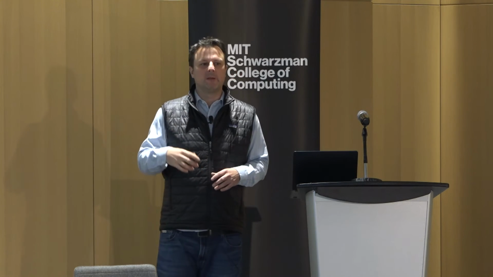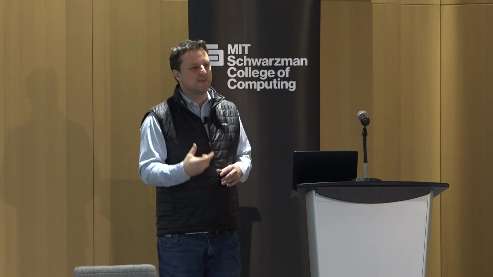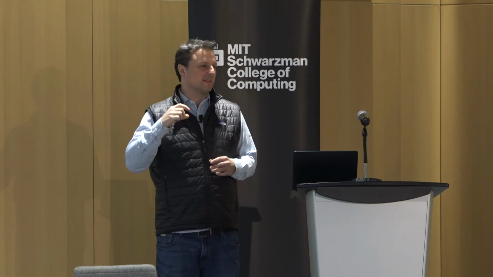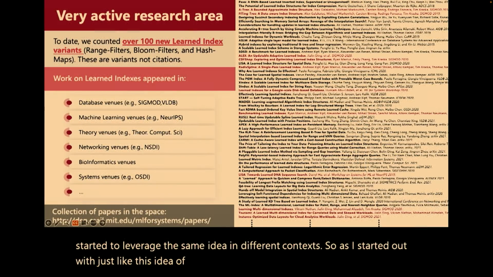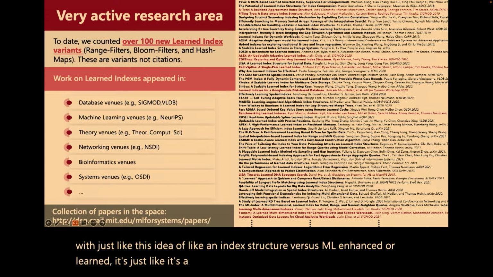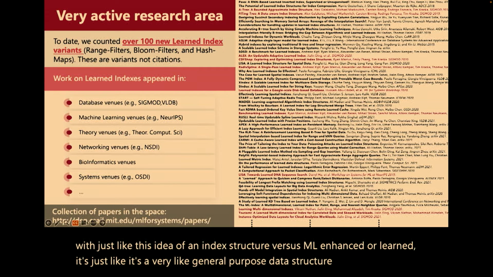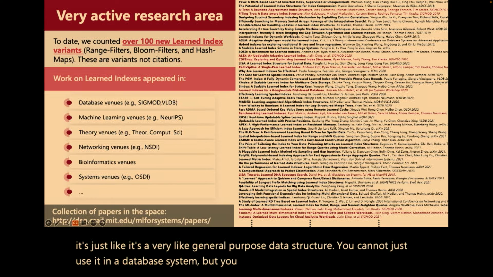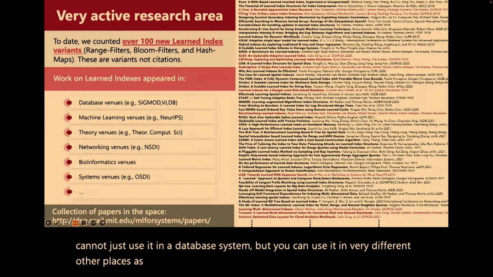What I found more interesting about this result is actually how people started to leverage the same idea in different contexts. As I started out with this idea of an index structure versus ML-enhanced or learned, it's a very general-purpose data structure. You cannot just use it in a database system, but you can use it in very different other places as well, and people have.